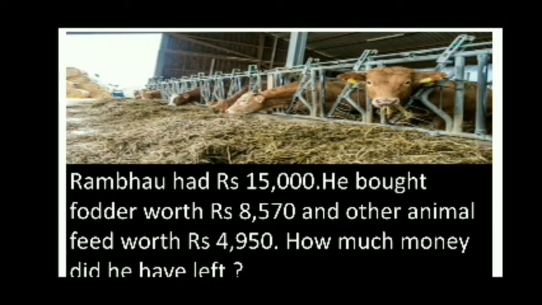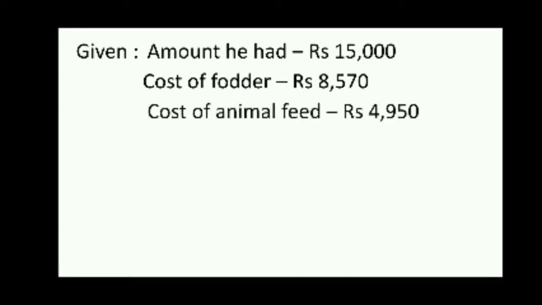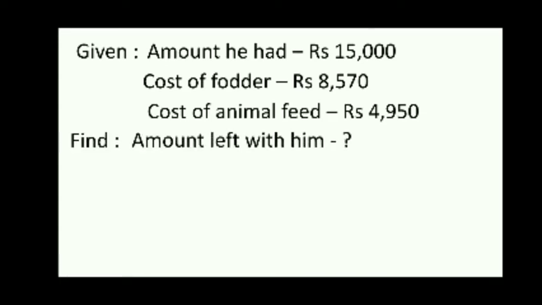Now in the given word problem, first we are going to write the information that is given to us. Amount he had is rupees 15,000. Cost of fodder is rupees 8,570. Cost of animal feed is rupees 4,950. Now what have we to find out? We have to find the amount left with him.